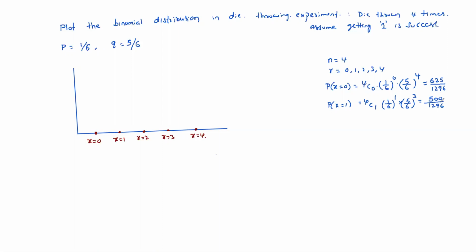Check it. 4C2 into 1 by 6 square, 5 by 6 to the power of 2. That is, how much is it? 4C2 is 6 actually. 6 into 25 is 150. Is it okay? Check it. 150 by 1296.